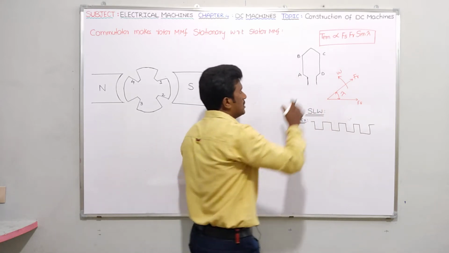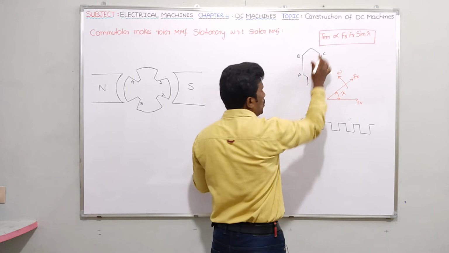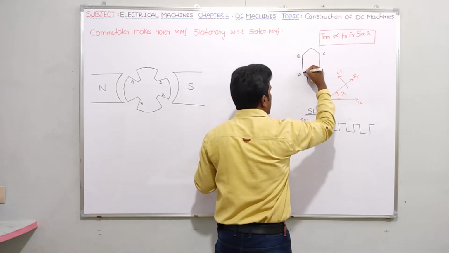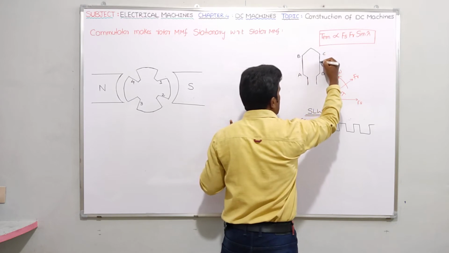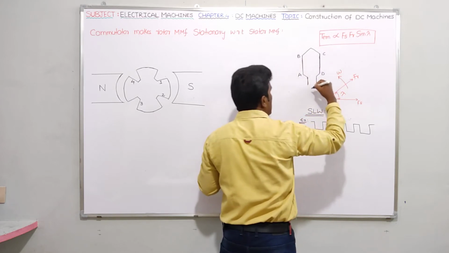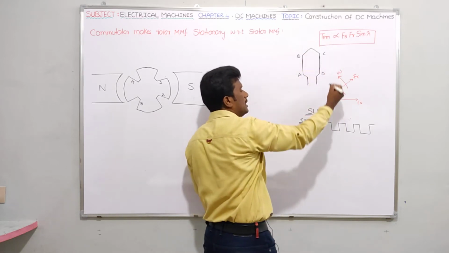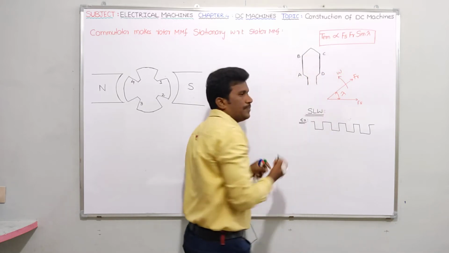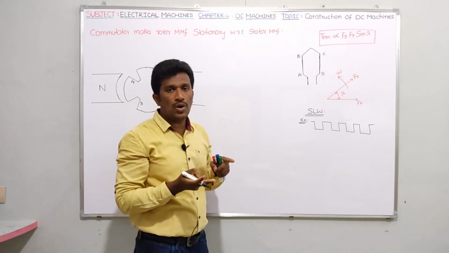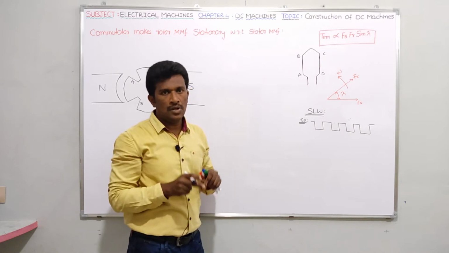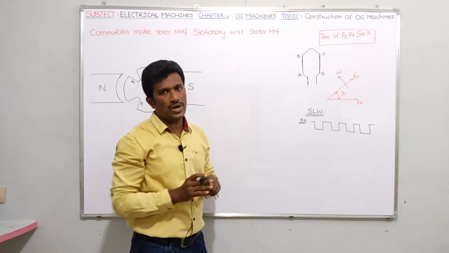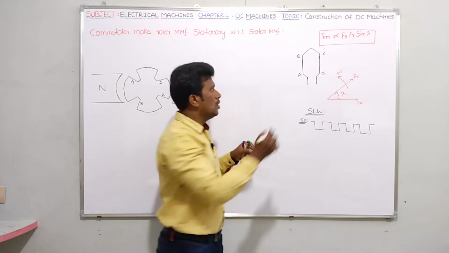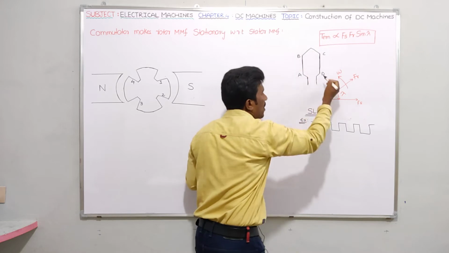Now please tell me, guys, in this coil I am having 2 coil sides. If you observe clearly, this is one coil side, this is another coil side. It's a single turn coil. In this single turn coil, there are 2 coil sides, that means 2 coil sides give you 1 coil. Don't confuse the coil sides and the coil. I said 2 coil sides give you 1 coil.